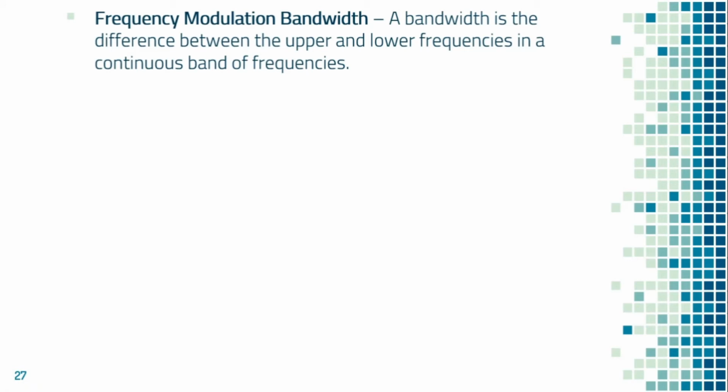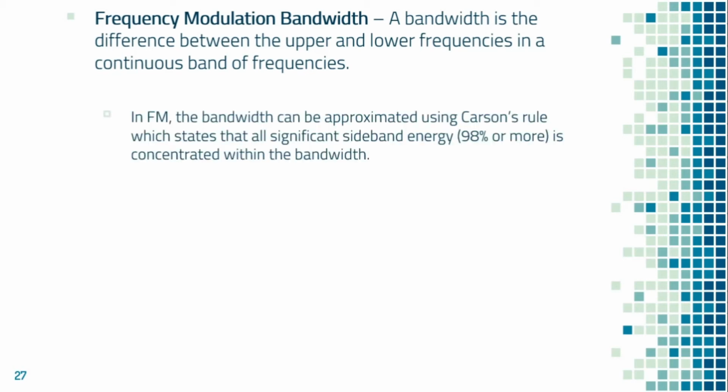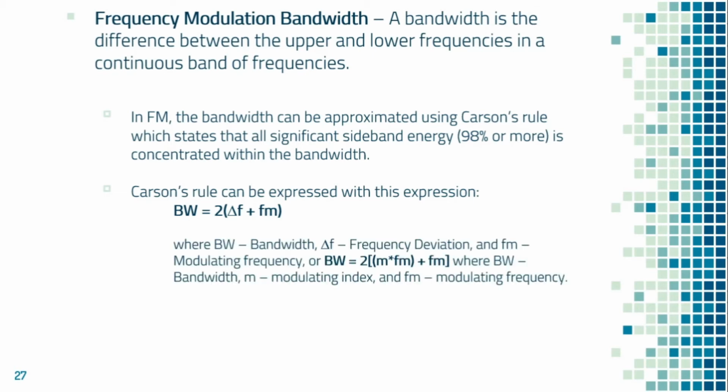Frequency modulation bandwidth. A bandwidth is the difference between the upper and lower side frequencies in a continuous band of frequencies. In FM, the bandwidth can be approximated using Carson's rule, which states that all significant sideband energy, or 98% or more, is concentrated within the bandwidth. Carson's rule can be expressed with the expression bandwidth is equals to 2 times delta F plus Fm, where BW is bandwidth, delta F is frequency deviation, and Fm is the modulation frequency. Or bandwidth is equals to 2 times the sum of the product of M times Fm plus Fm, where BW is bandwidth, M is modulating index, and Fm is modulating frequency.